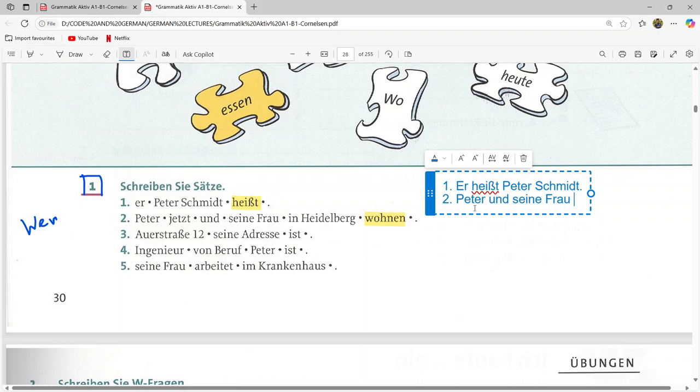Okay, these 4 words are all in position 1. So now the verb is wohnen. Wohnen. And now the rest of the things. Wohnen, in where? In Heidelberg. Done. Next one.